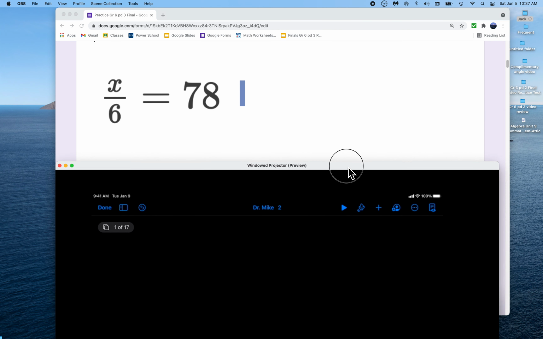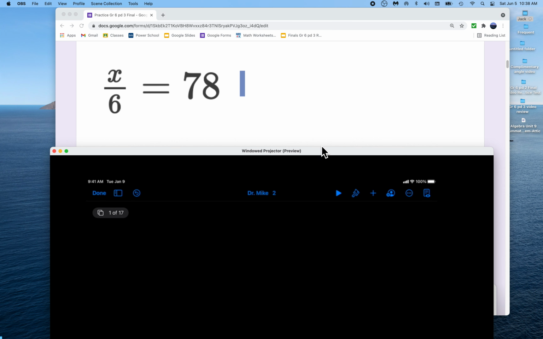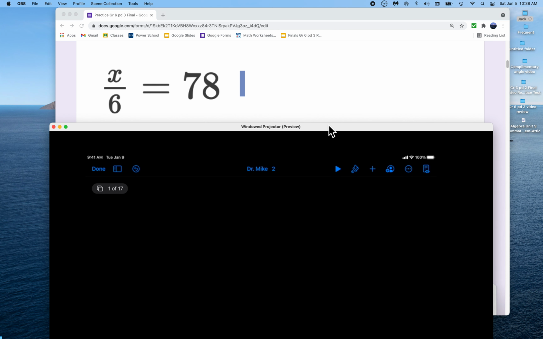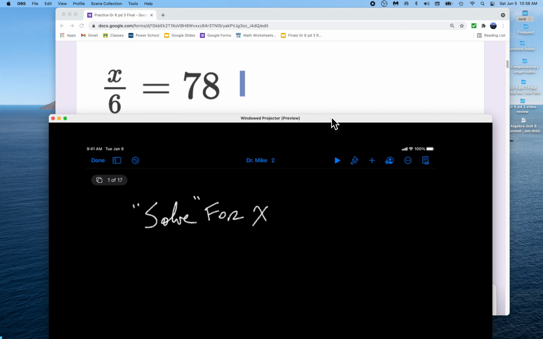Okay, first problem. This problem asks us to solve for x. We talked about this in class. What does solve for x mean? Solve for x means we get x all by its lonesome. That has been solved for x.